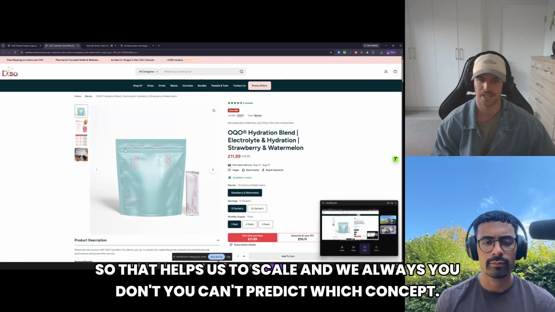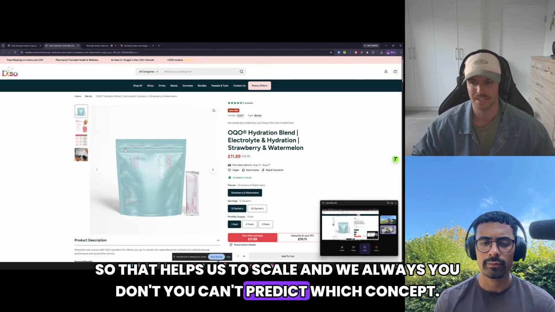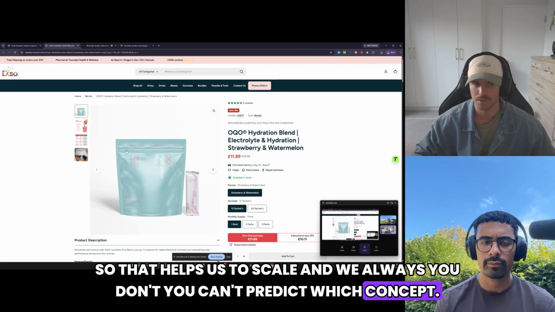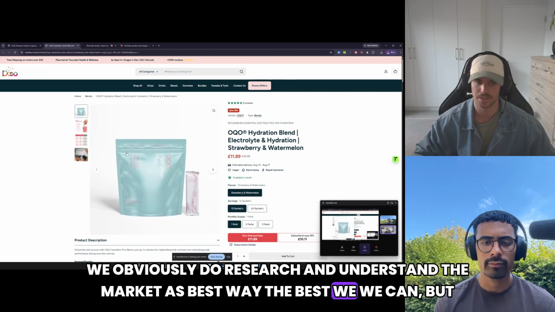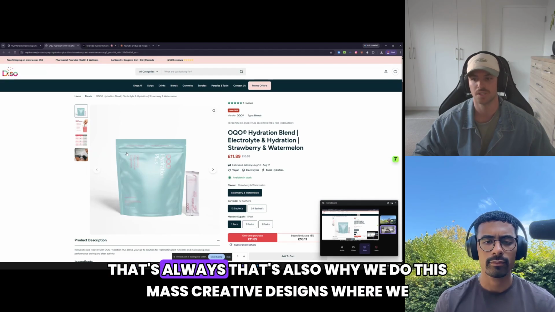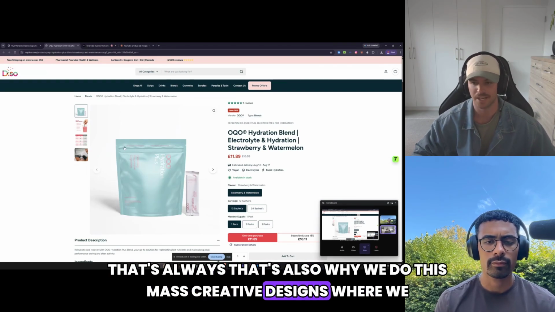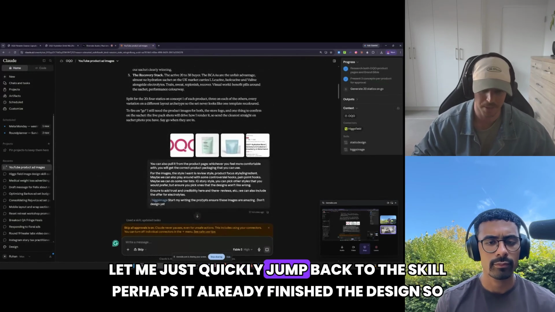So that helps us to scale, and you can't predict which concept will win. We obviously do research and understand the market as best we can, but we can't always predict what the best persona or concept would be. That's also why we do this mass creative designs where we generate so many statics so that we can test and see. Let me just quickly jump back to the skill.